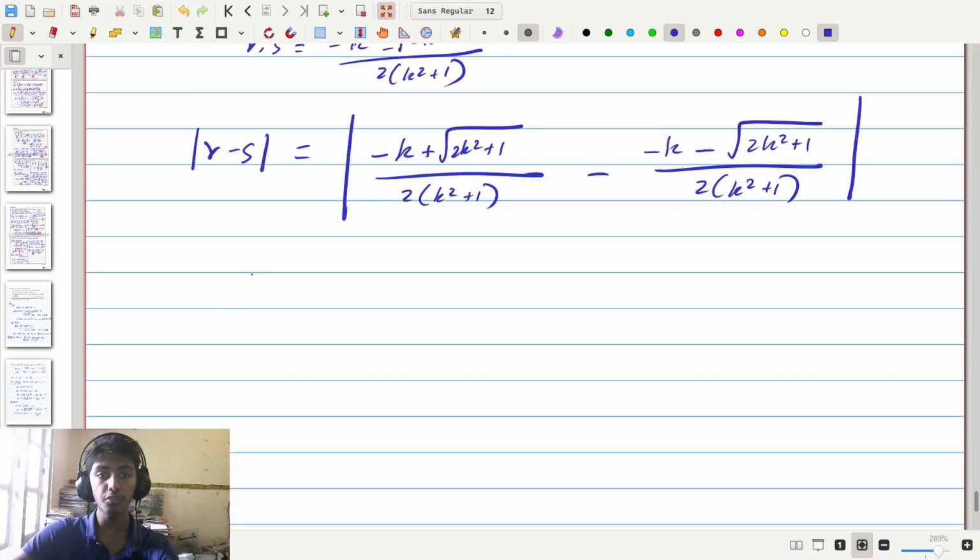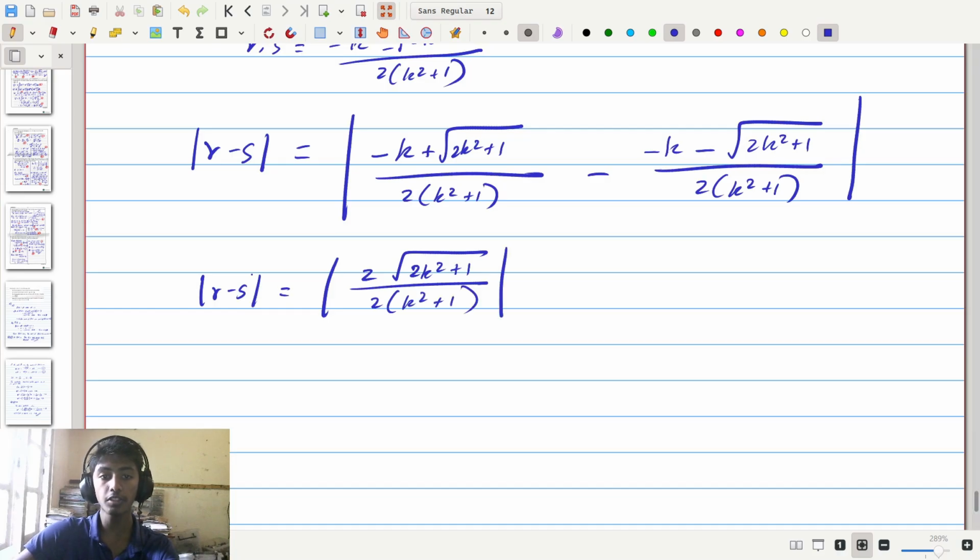Now if we simplify this, we can see that this minus k and this minus k are going to cancel out, so we can basically ignore that part. As for the other part, the plus square root of 2k squared plus 1 and this minus square root of 2k squared plus 1 are going to turn into 2 times the square root of 2k squared plus 1. So therefore, the modulus of r minus s is going to turn into the modulus of 2 times the square root of 2k squared plus 1 divided by the denominator of 2 times k squared plus 1.